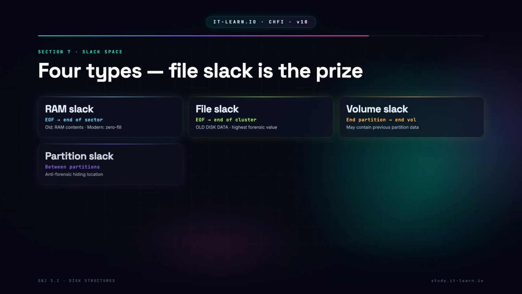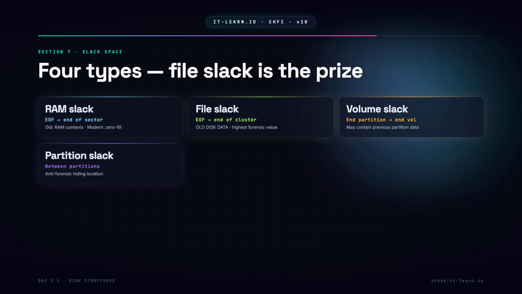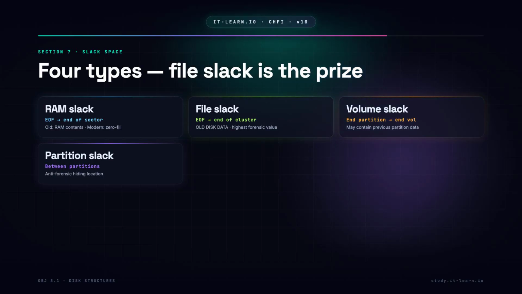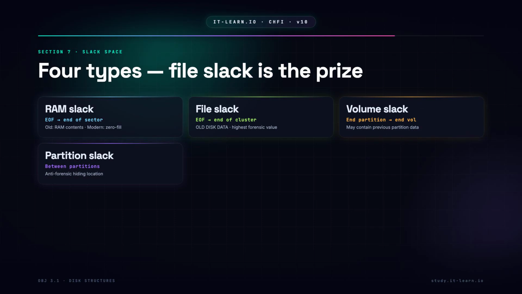Volume slack: space between end of partition and end of volume, may contain previous partition data. Partition slack: between adjacent partitions, an anti-forensic hiding location. Quick math: file size 5,000 bytes, cluster size 4,096. 2 clusters allocated equals 8,192 bytes. File slack equals 3,192 bytes. 3K of potentially recoverable old data for one file.